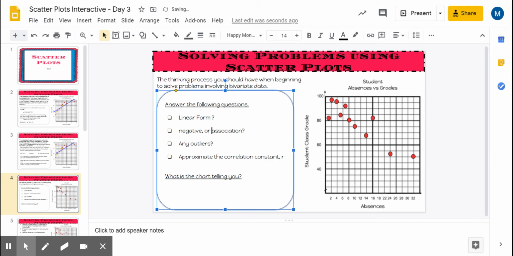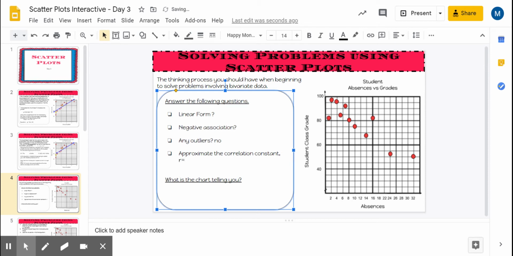Right, negative association. If I were going to draw a line, it would go down from left to right. Any outliers? It does not appear that there are. There was an outlier on our last chart. I didn't mention it, but we didn't really do anything with it. So you don't need to worry about outliers anyway, except to know to ignore them.